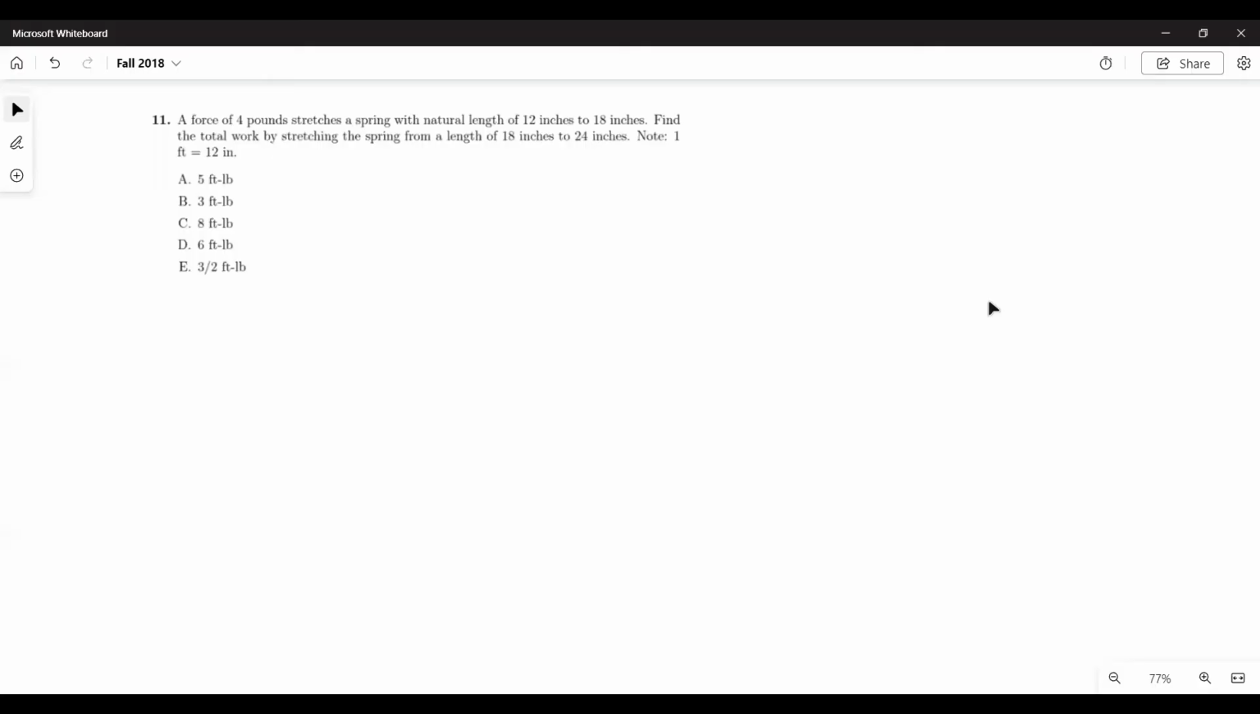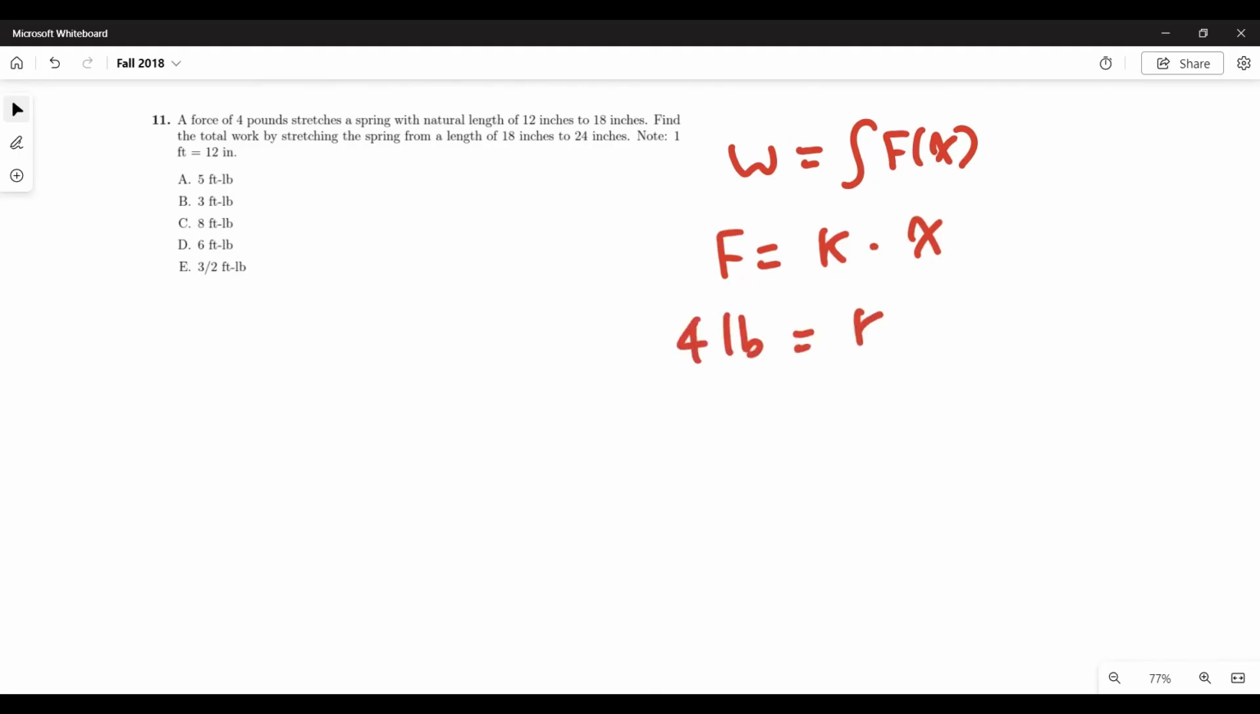Okay. So this question asks to find the total work, and work is the same as integrating the force equation, and the force is a constant K times the difference of lengths. So we're given the force is 4 pounds, and we don't know K, and the natural length is 12, and it increased to 18. So this means the change of length is 6. So K becomes 2/3. Okay, so we have the equation. W is equal to the integral of 2/3 times x dx.